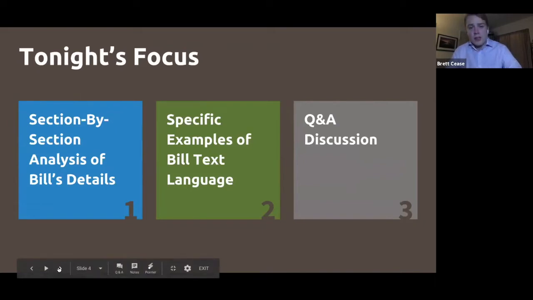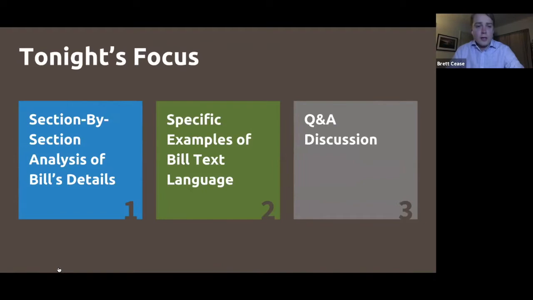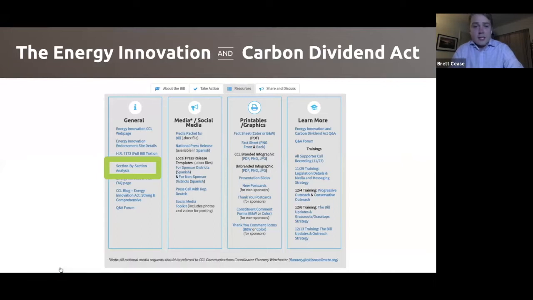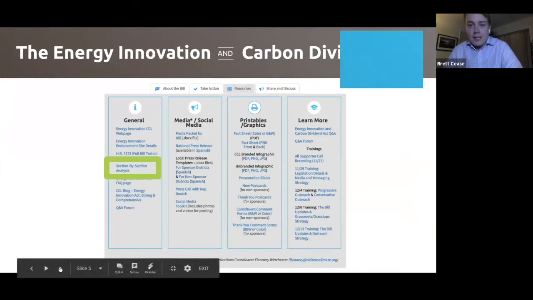And I'll also just say this, and I'll put this in the chat window as well. If you are curious about where we are referring to this section-by-section analysis tonight, it is in the resources tab of the main page on Community for the Energy Innovation Act. And you can see there on the left-hand side under the general tab of section-by-section analysis, you can see this helpful resource that Danny and the DC office have been using as a breakdown of analyzing the actual bill text. So without further ado, Danny, I will pass the baton to you.